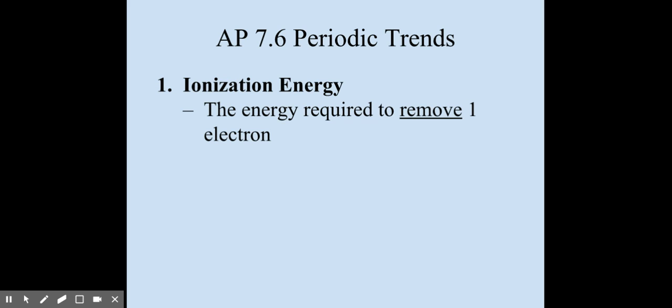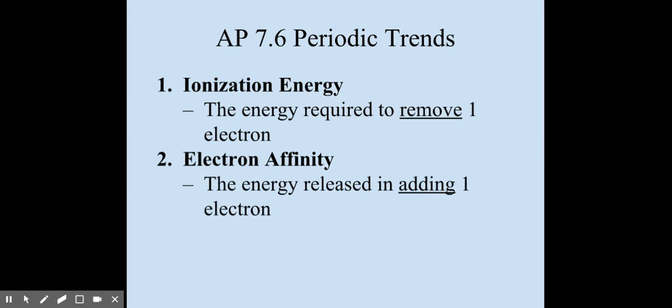Howdy AP Chemistry, we're here to talk about periodic trends. There's going to be three of them. The first one we're going to look at is ionization energy. It is the energy required to remove one electron. Now the opposite of this is going to be electron affinity, which is the energy released in adding one electron.